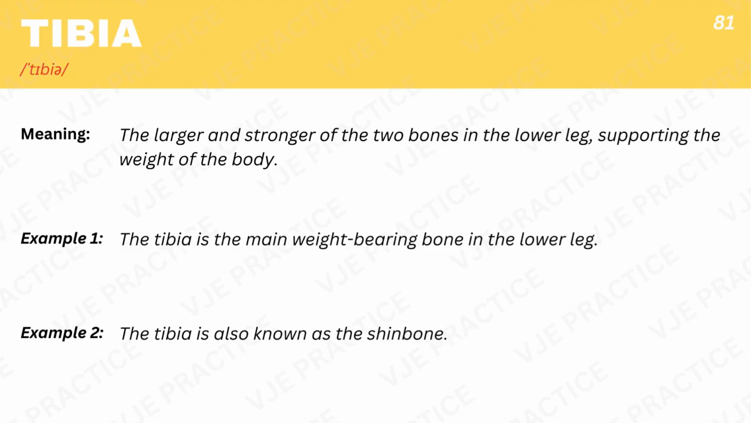Tibia, the larger and stronger of the two bones in the lower leg, supporting the weight of the body. Example 1. The tibia is the main weight-bearing bone in the lower leg. Example 2. The tibia is also known as the shin bone.